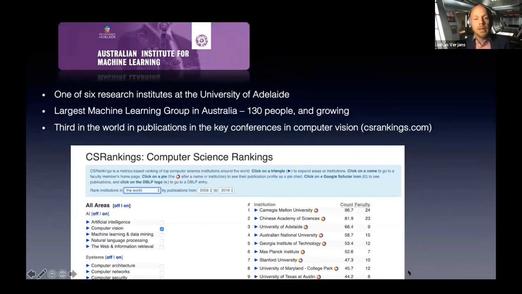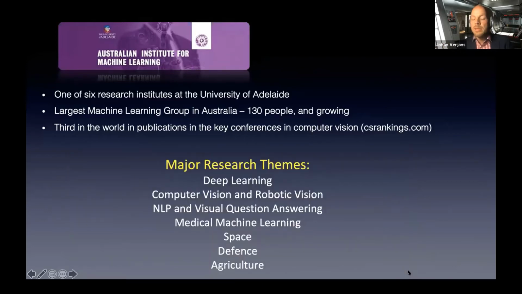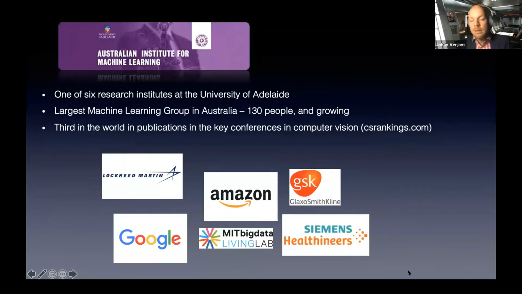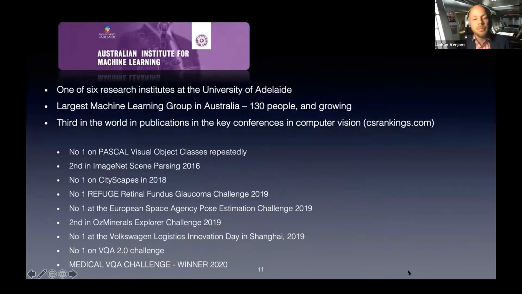So that's a lot of expertise, and research teams are basically, there's no real focus. We do everything. So there's a lot of methods, but also a lot of defense, space, agriculture, and medical projects. We work with a lot of companies, and for example, Lockheed Martin is a foundation partner, and we work with small, medium, and large-size companies.